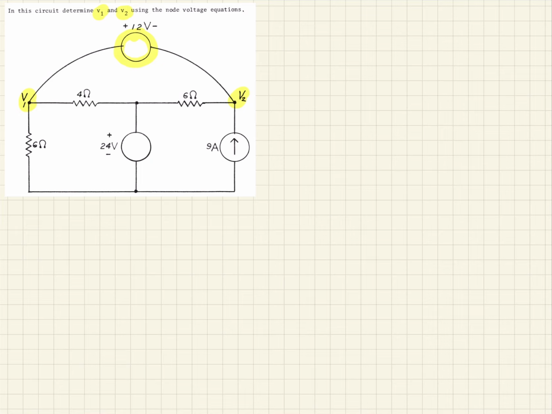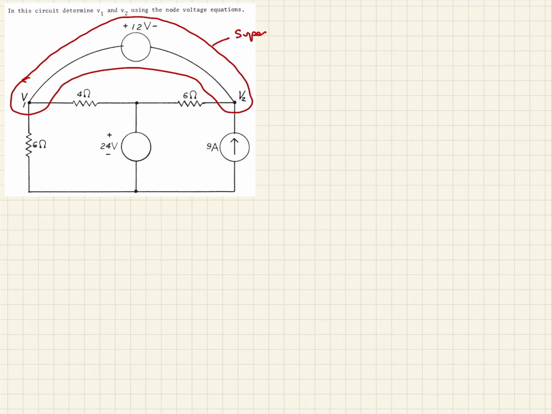So if we're going to use nodal analysis, when we have this situation, we have to use what's known as a supernode. And so that's what we're going to do here. So what that means then is we're going to consider everything here in red as just one node. So that's what we're calling a supernode. So this is a supernode.